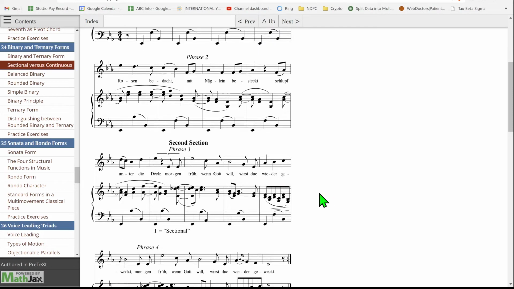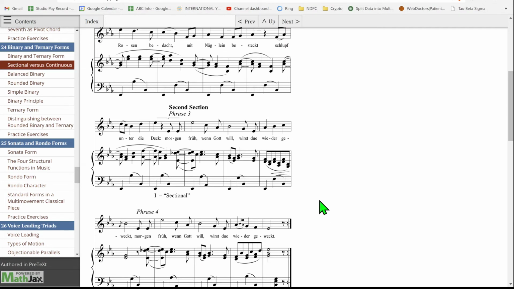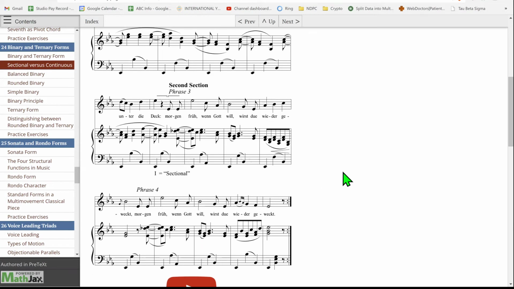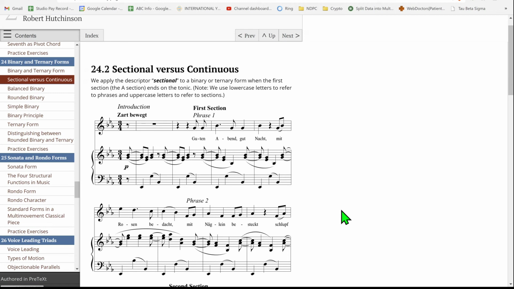The second section also ends on a 1 chord. You see that? Phrase 3 and 4 also end on a 1 chord. Therefore, it also really feels sectional. You could sing from the beginning of the first section to the end of the first section, and it would still sound complete. You would not be wanting for more music necessarily. Okay, that's what sectional means.